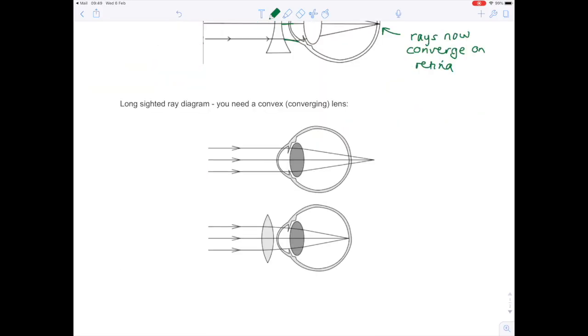Having a look at a slightly different issue, this usually affects older people. It's why you need reading glasses, because you can't see objects close to. So these people are long-sighted, so can't see objects close to or nearby. In this case, you can see that the rays converge behind the eyeball or behind the retina.